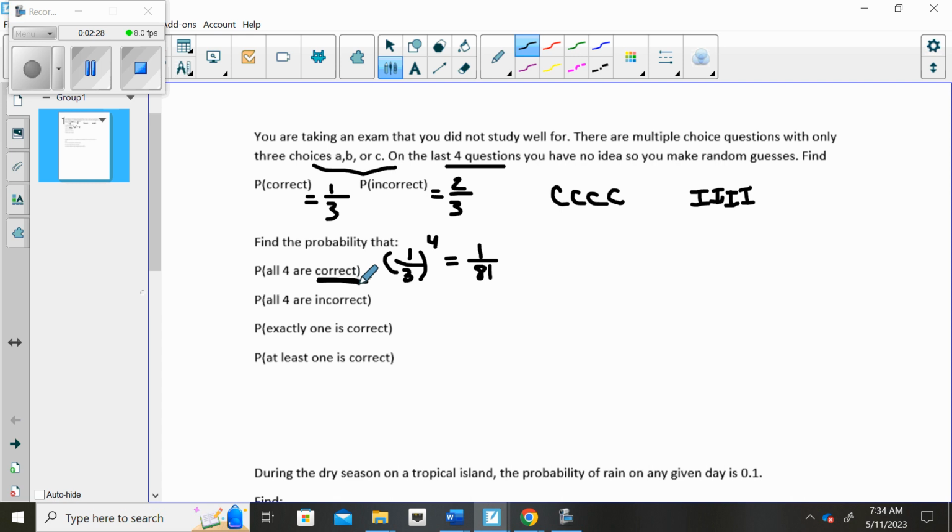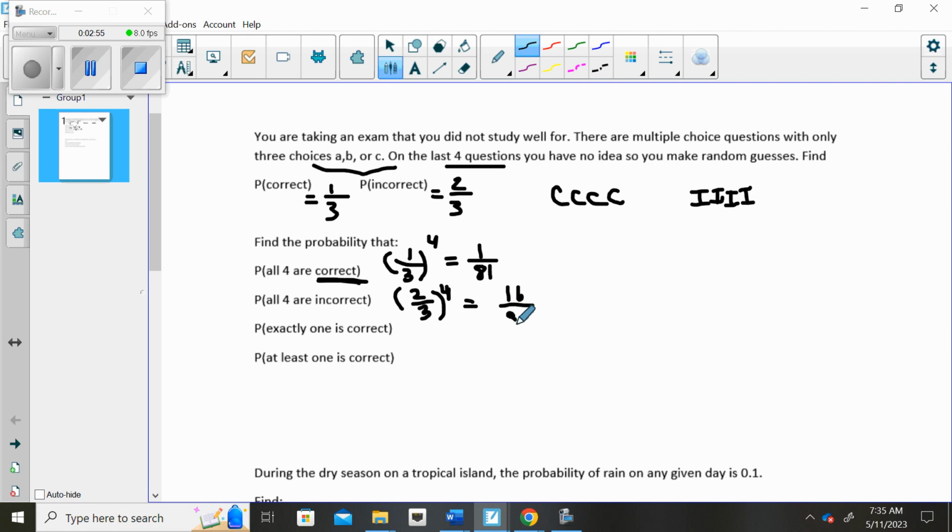Okay? So then all incorrect, that would be 2/3 times 2/3 times 2/3 times 2/3. Okay, so 2/3 to the 4th. So 2 to the 4th is 16. Okay, so 16 chances out of 81.